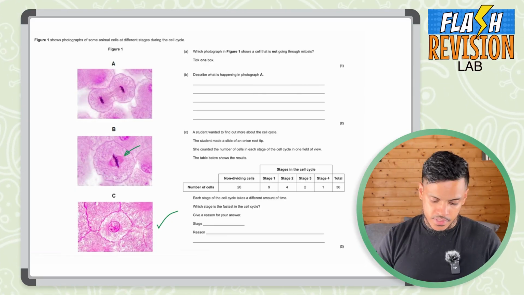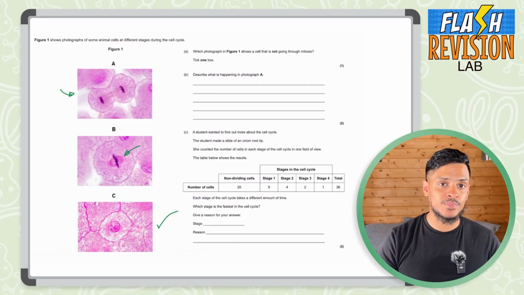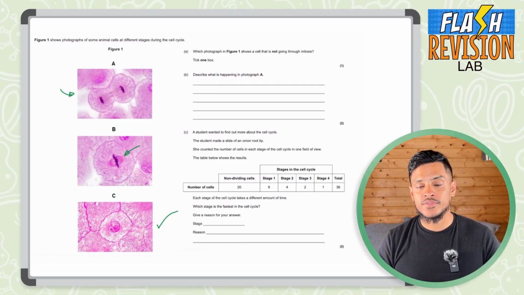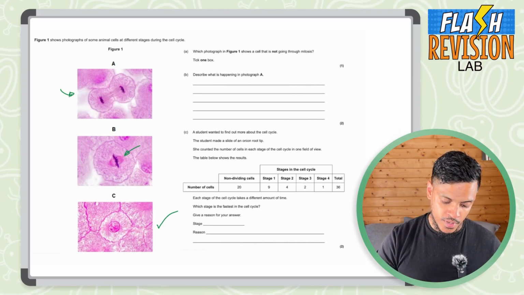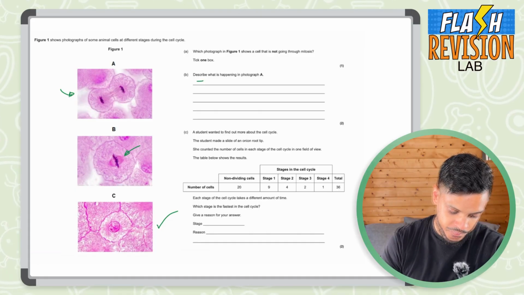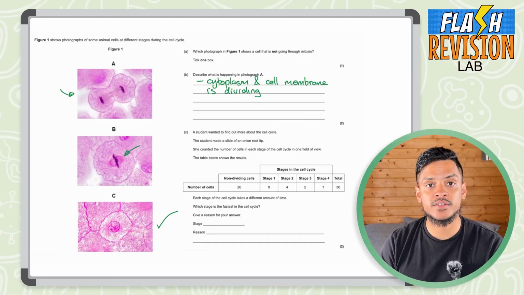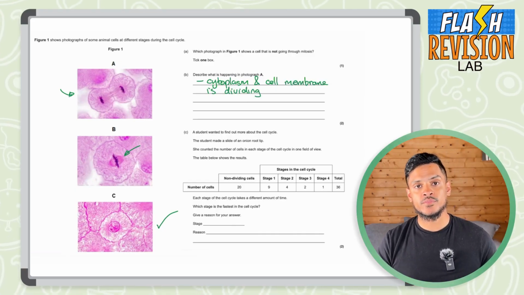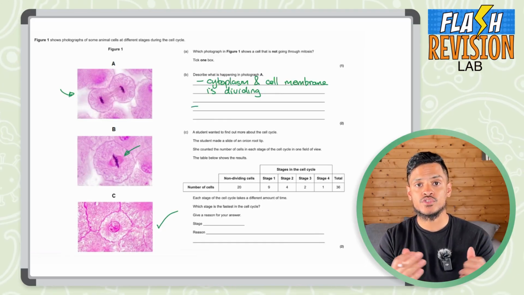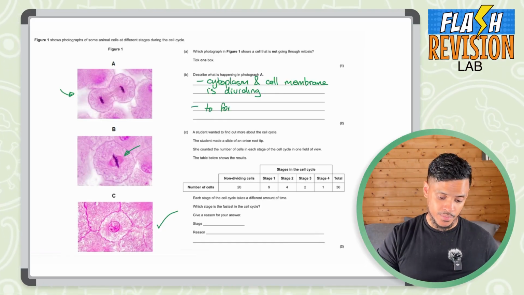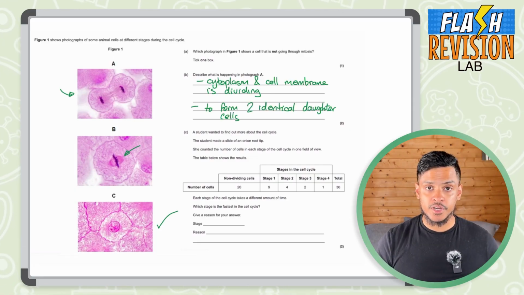Now for part B, it says describe what's happening in photo A. So I told you already, this is where the cytoplasm and the cell membrane of the cell is dividing. It's the last stage of the cell cycle. So it's 2 marks. Let's mention that for 1 mark: cytoplasm and cell membrane is dividing. Now for the second mark, you need to say what happens at the end of it. The one cell is now turning into 2 daughter cells. And remember, those 2 daughter cells are identical. So we could say to form 2 identical daughter cells. That's how you get 2 marks there.